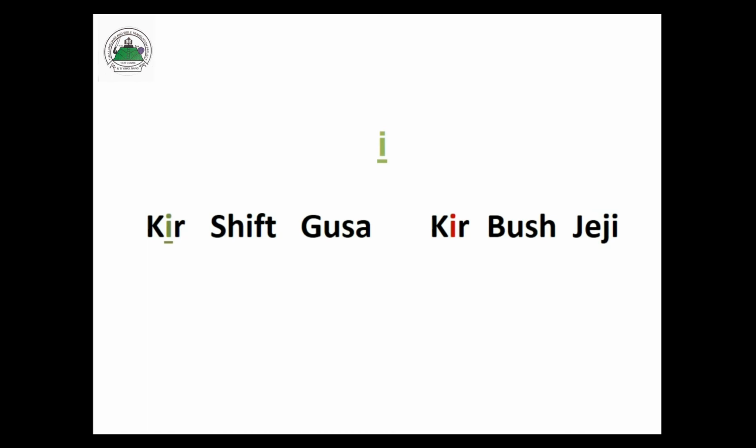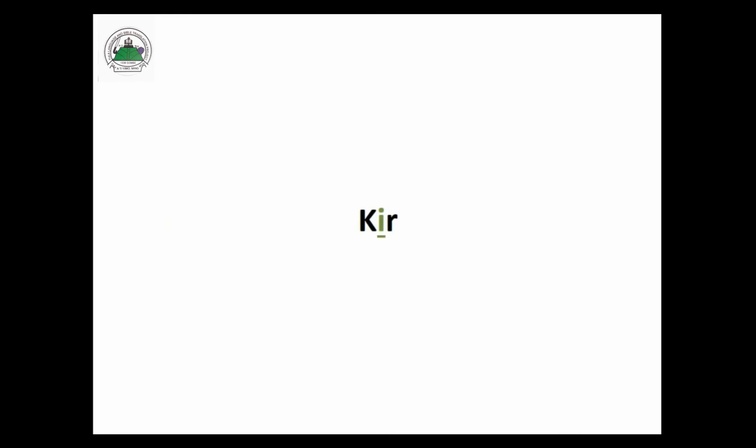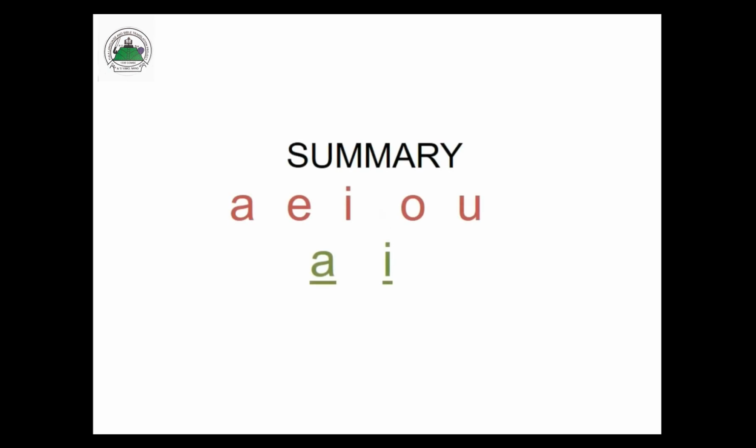So like we did previously, underlining this vowel has also given it a different sound, unlike the one that is not underlined. Now let's do the word drill. Kr. Let's remove R. We have k. And when K is removed, we have this vowel. Now, let's take a summary of what we've done so far.